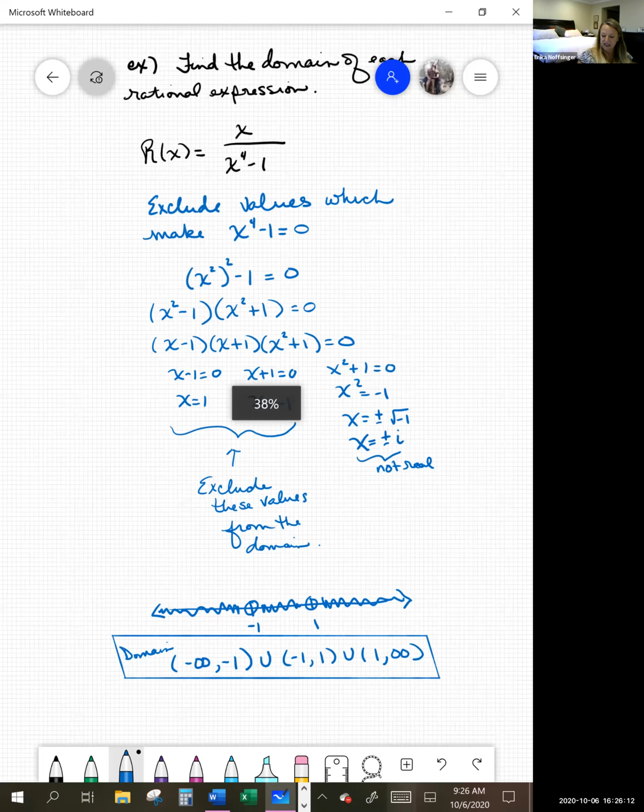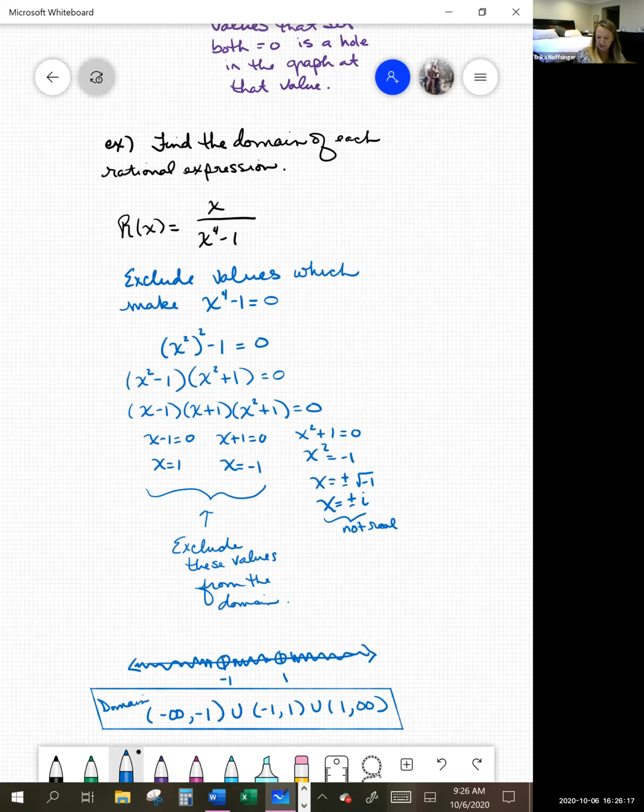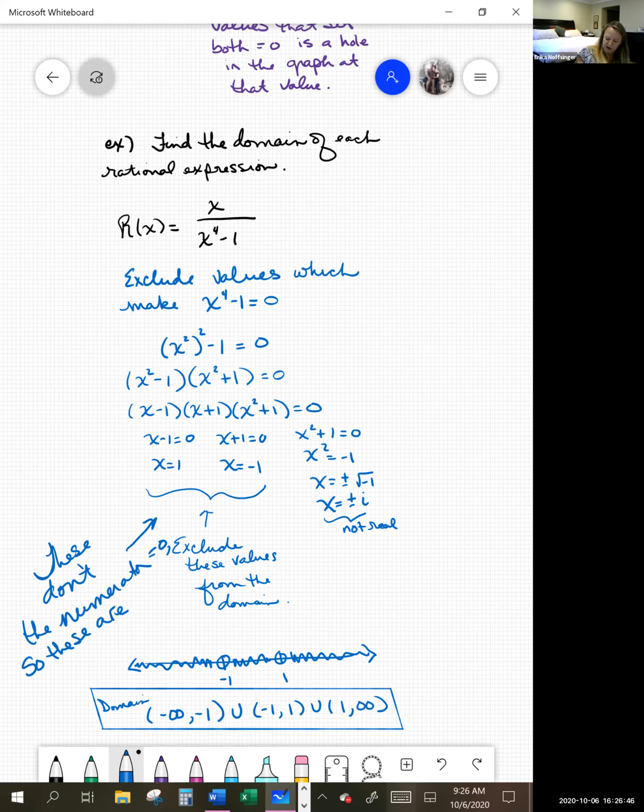So if I look at this, x equals 1 and x equals negative 1, notice they set the denominator equal to 0, but they don't set the numerator equal to 0. So these are where vertical asymptotes occur.